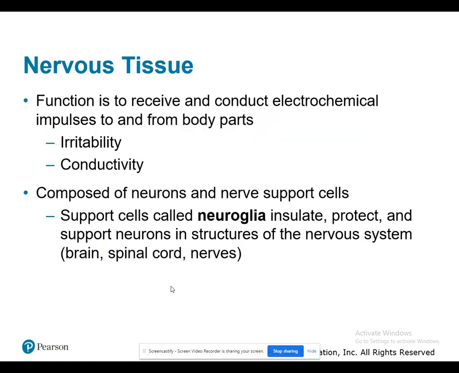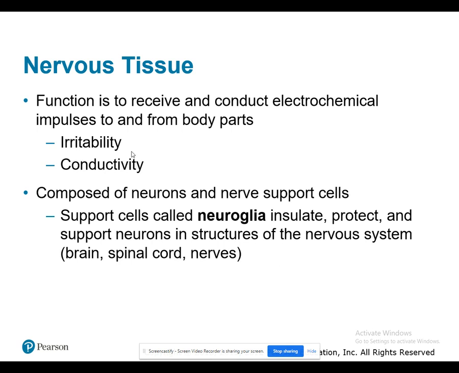And then you have the last type of tissue. Now that we've covered epithelial, connective, and muscle, you now have nervous tissue. So the whole function of nervous tissue is to receive and conduct electrochemical impulses. Now we're going to cover this a little more in detail when we go through the nervous chapter. So electrochemical means they use electric signals, but they also send out chemicals in the form of hormones.